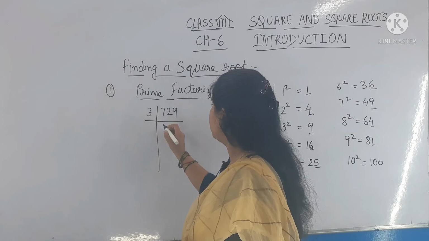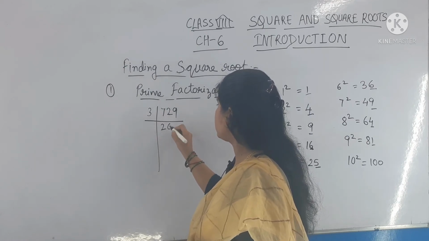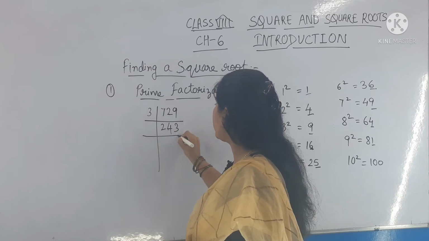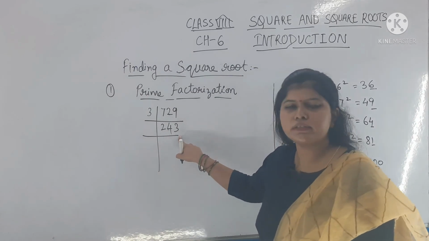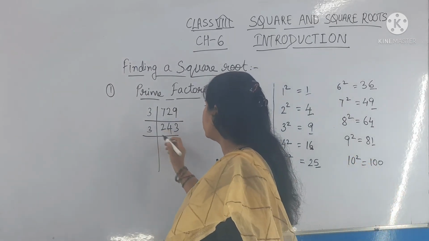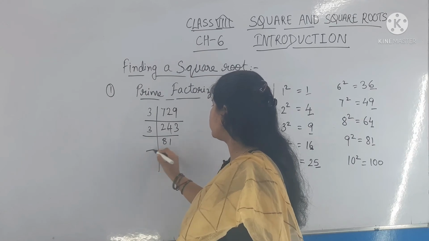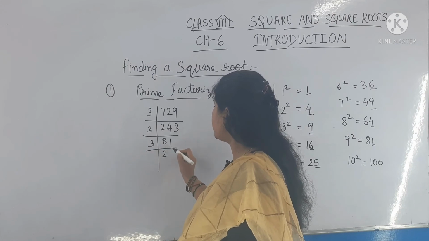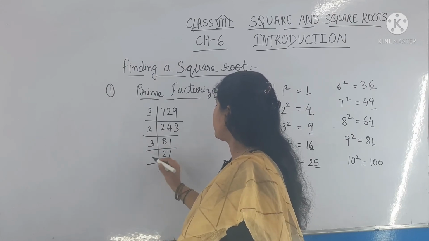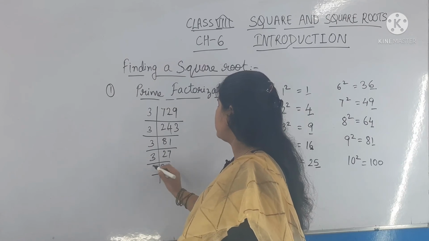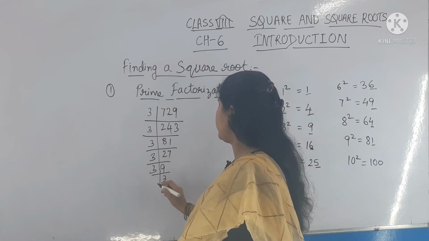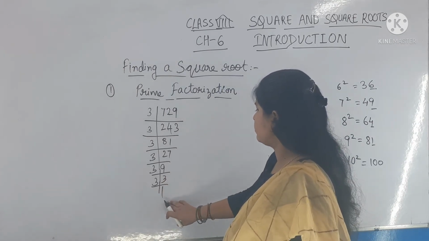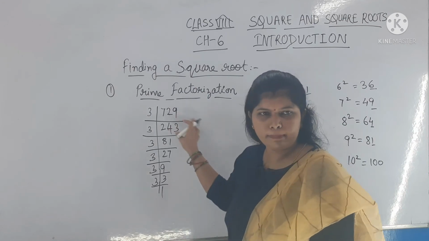So 3 4s are 12, 3 3s are 9. So 4 5 6, 6 plus 3 is 9. So again it will go by 3, 3 8s are 24, 3 1s are 3. 8 plus 1 is 9, again 3, 3 2s are 6, 3 7s are 21, 3 9s are 27, 3 3s are 9, 3 1s are 3. Okay, so 3 1s are 3, but 1 is not included in prime factors.